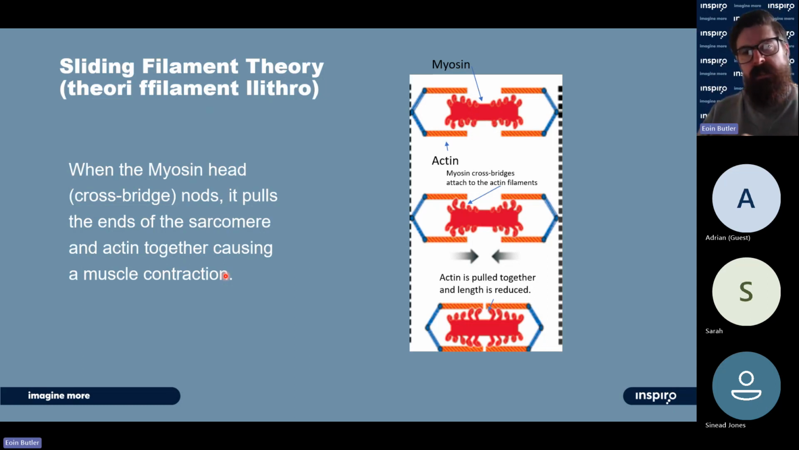When we look at the nervous system later on, we'll talk a little bit more about how the nervous system creates a muscle contraction to occur. But we need energy and we need calcium for that myosin head to lift up and nod, to bring the ends of the sarcomere and actin together, creating a muscle contraction.